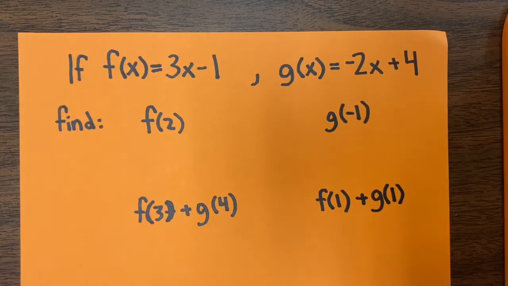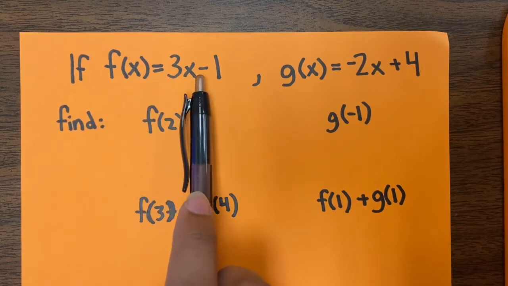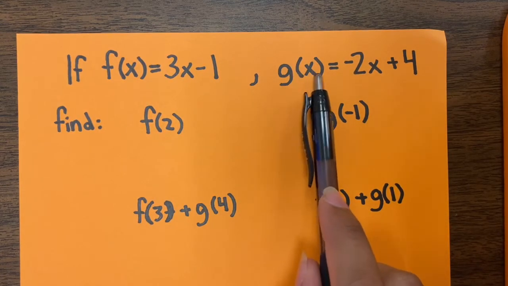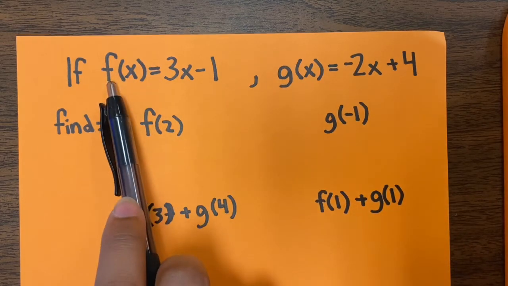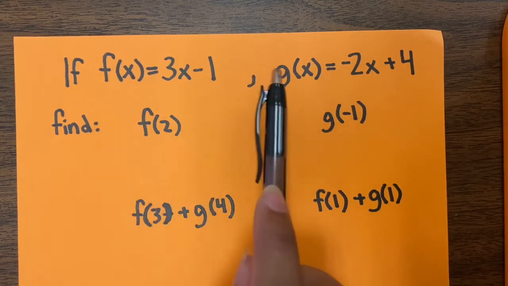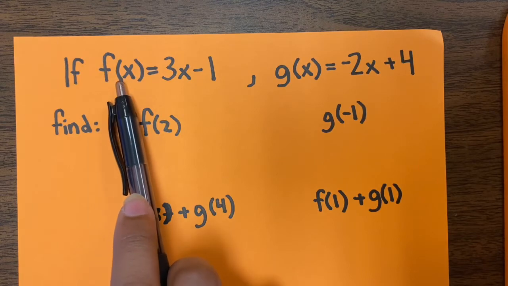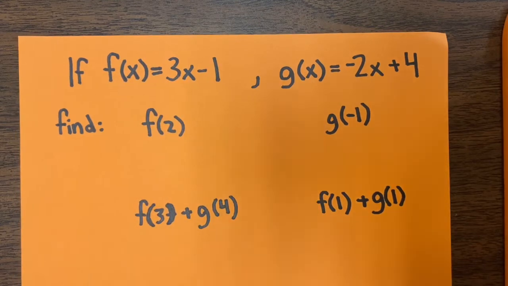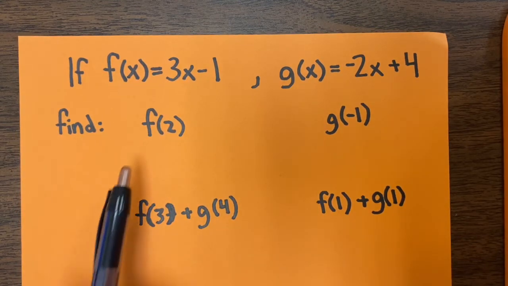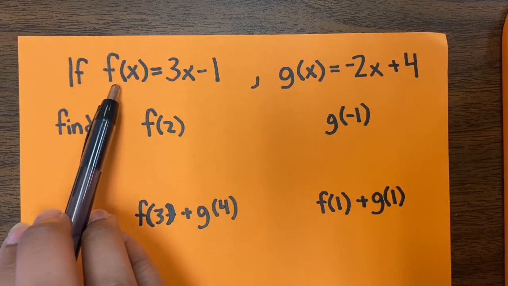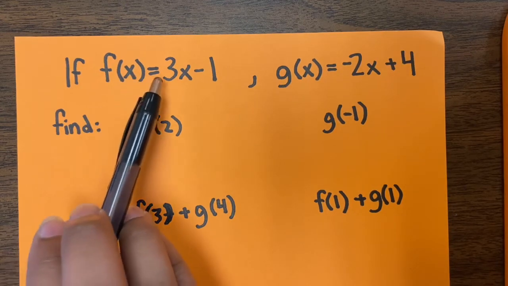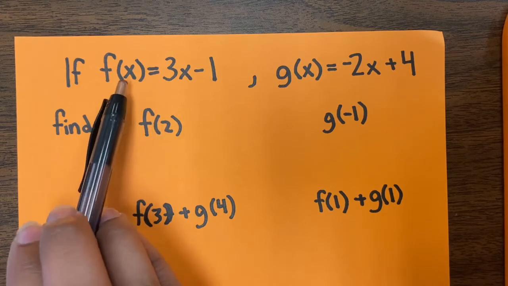Now we have f of x equals 3x minus 1 and g of x equals negative 2x plus 4. Remember, both of these are basically y, but these are the names of the function. So f is the name of this function, g is the name of this function. So it wants us to find f of 2. So we're going to use the function named f. So I'm going to plug in 2 for my x values.